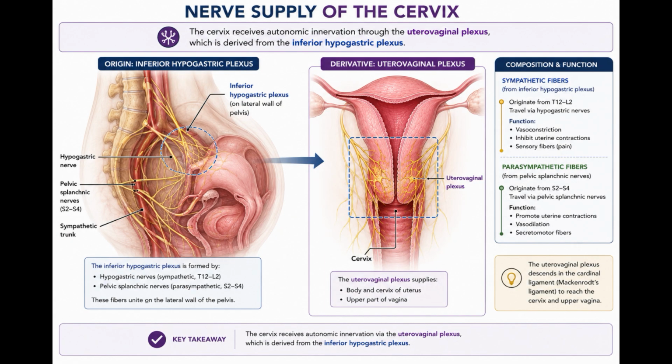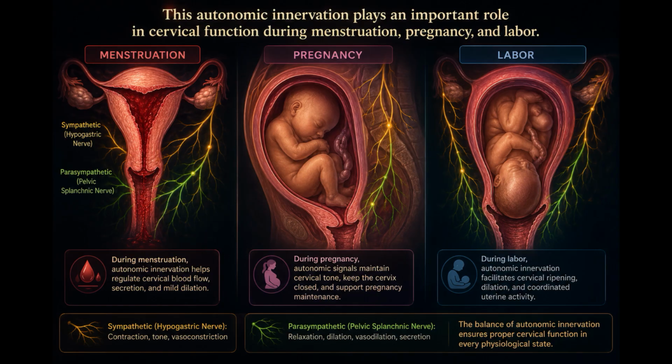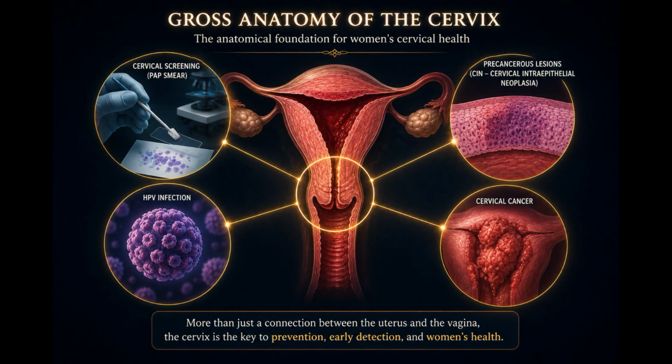Finally, the nerve supply. The cervix receives autonomic innervation through the uterovaginal plexus, which is derived from the inferior hypogastric plexus. This autonomic innervation plays an important role in cervical function during menstruation, pregnancy, and labor. With this, we've completed the gross anatomy of the cervix.